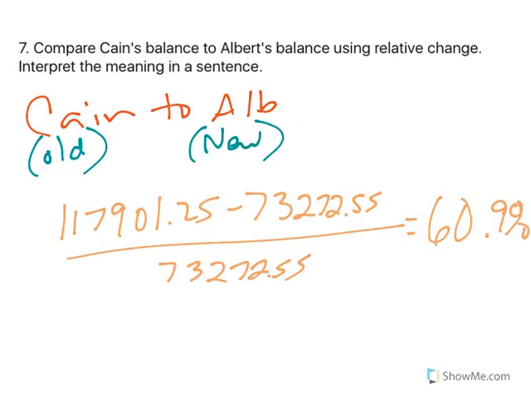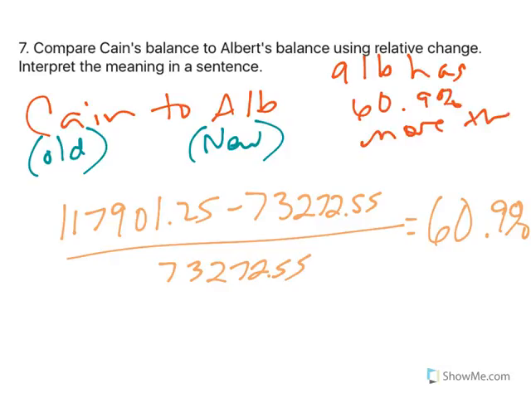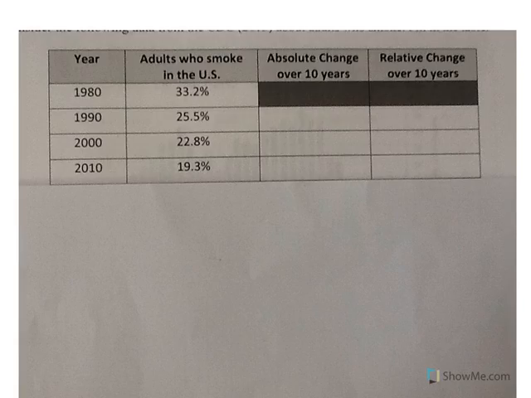Notice it's positive. So now we would say Albert has 60.9% more than Cain at the end of their time, whatever they were doing.